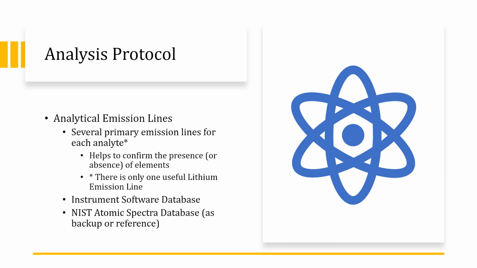We started off with analytical emission lines, and I chose several primary emission lines for each analyte, typically 3, maybe 4. This helps to confirm the presence or maybe the absence of elements. Unfortunately, there's only one useful lithium emission line. I used the instrument software database as well as the NIST atomic spectra database as a backup or a reference.